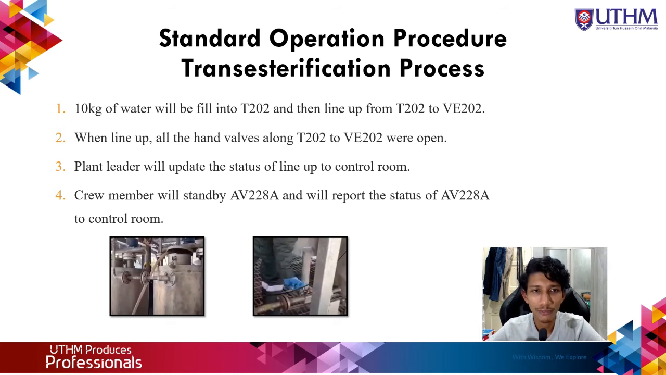So we move on to the esterification process. The first step is that 100 kg of water will be filled into T202, and then line up T202 to VE202. After we line up, all the hand valves along T202 to VE202 are opened, so it means you need to open all the valves. Then the line leader will update the line up to the control room. After that, a crew member will stand by at AV228A and report the status of AV228A to the control room.